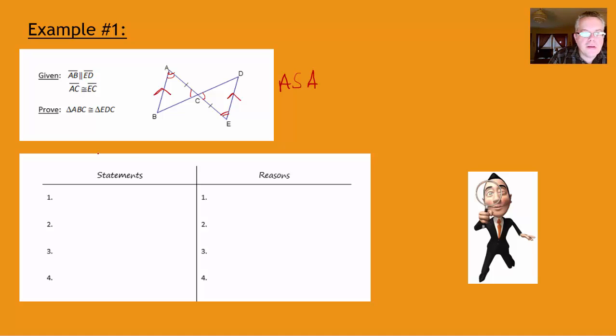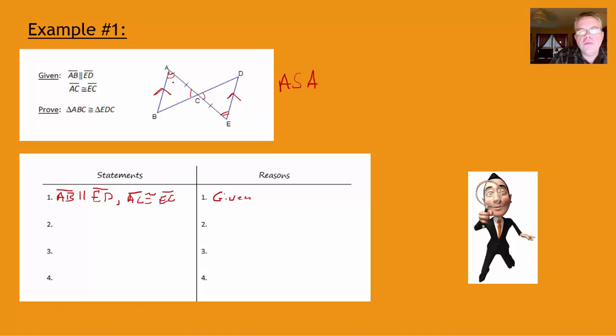So let's start by listing the givens. We have AB is parallel to ED. And sometimes we can combine these givens. It's up to you. You can list them individually, or you can combine them in one statement, putting all the givens. We have AC is congruent to EC. All of that was given, so I combined them. It makes it a little bit shorter.